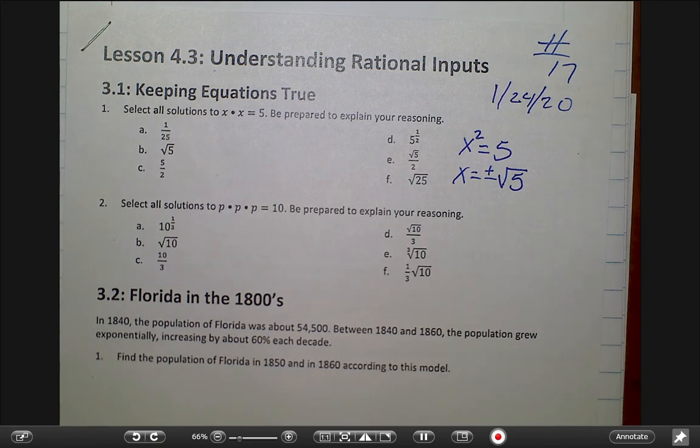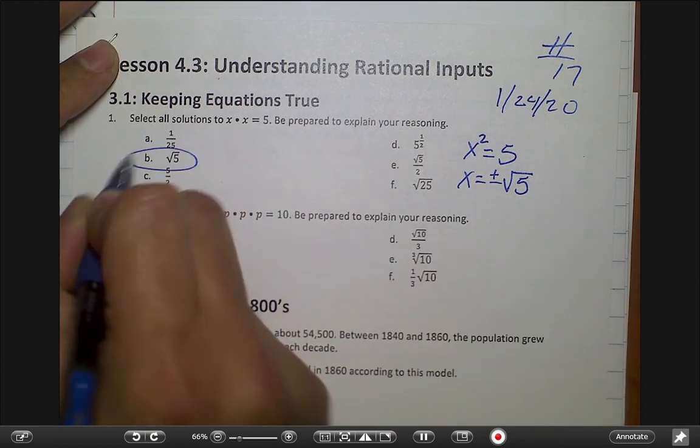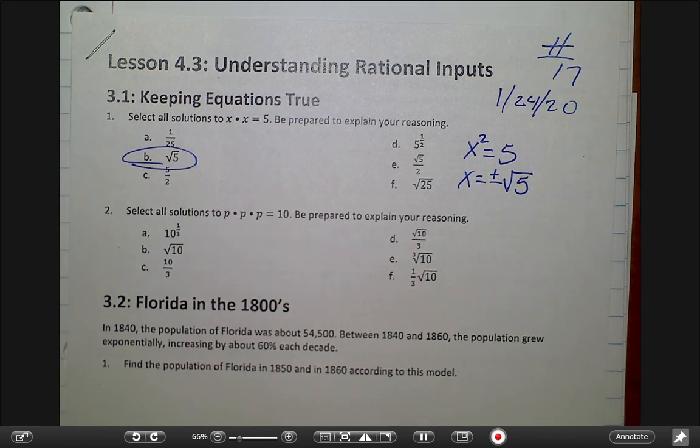Okay, so now, let's look. Which one's going to be one of my answers? B, thank you. B is going to be an answer. Is F an answer? No. E? C.